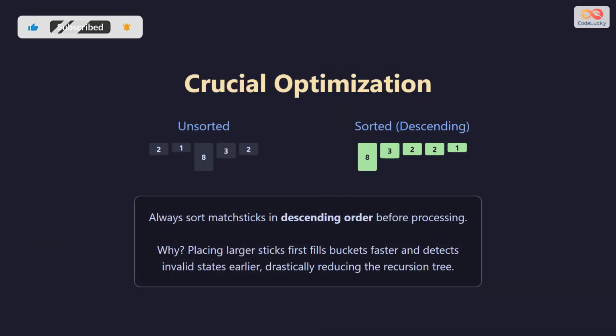A critical optimization is to sort the matchsticks in descending order before we start. By trying to place the largest sticks first, we fill up the buckets faster. This helps us detect invalid configurations much earlier in the recursion tree, significantly speeding up our solution.